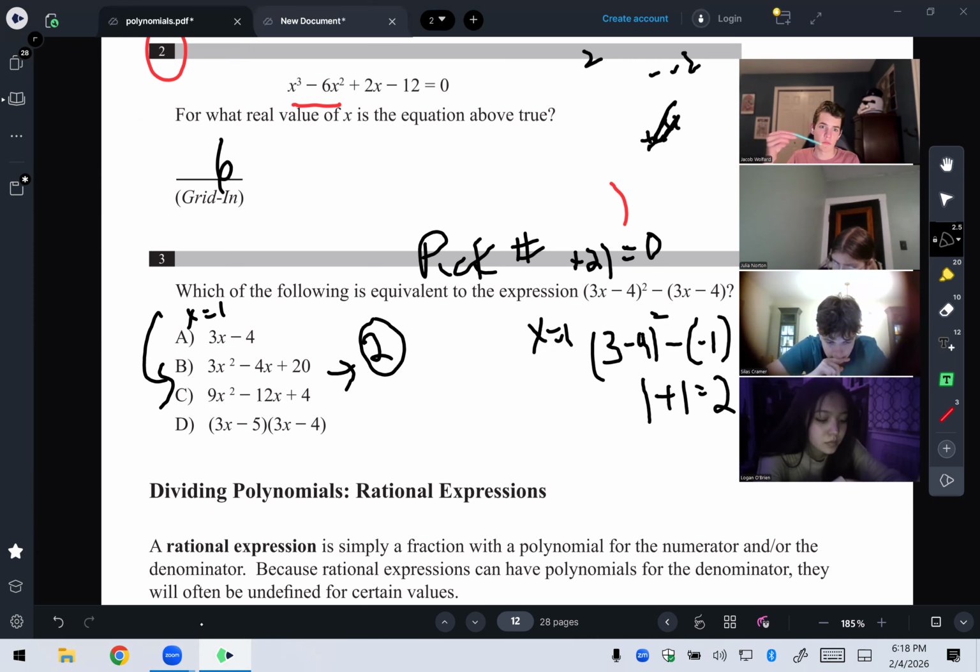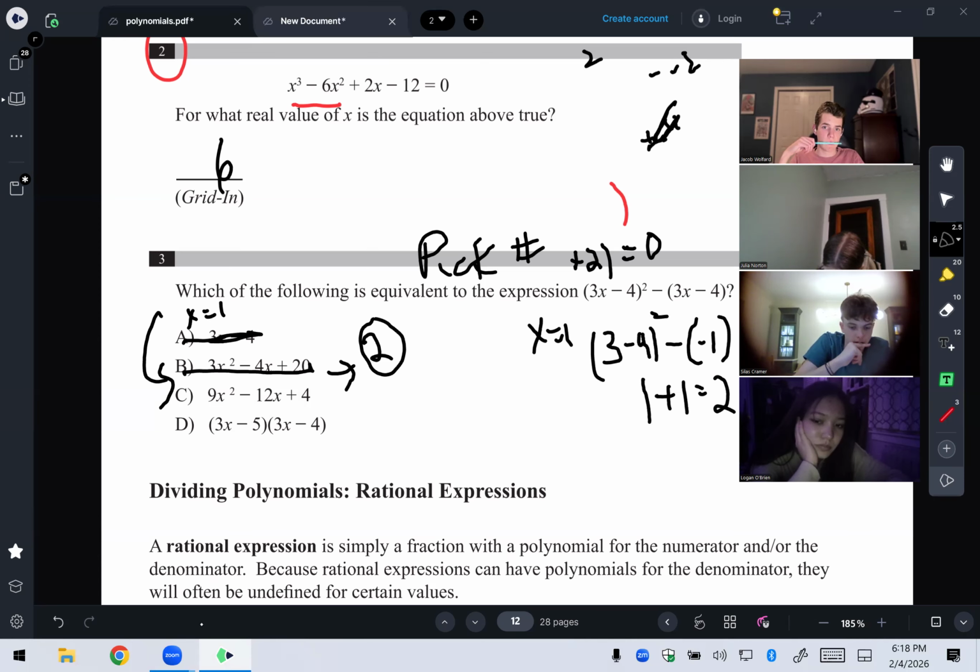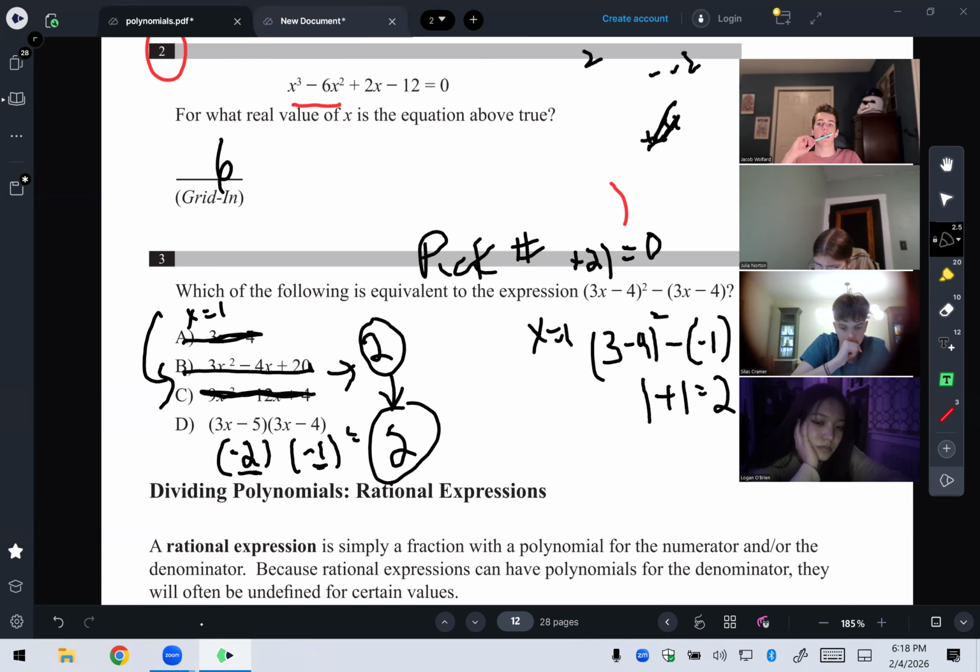So it's not going to be A. 3 minus 4 is a negative 1. This is not going to work. Let's try this one. That'll be 9 minus 12, which is a negative 3, plus 4. That's not 2. Let's try D. 3 minus 5 is a negative 2. We put a 1 in here, and I'm going to get a negative 1. So on this planet, a negative 2 times a negative 1 is 2, and we have a winner. Does that make sense with picking a number?